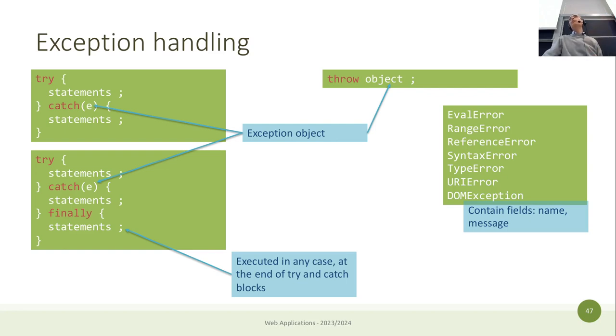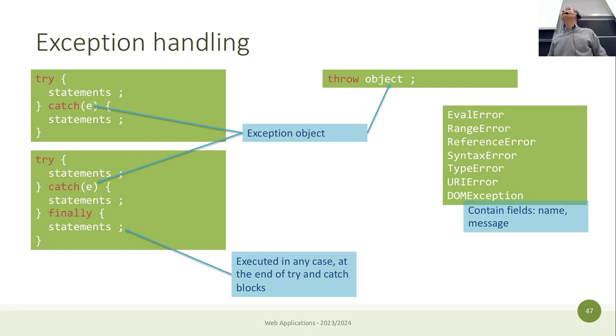You capture the exception with a catch. And in the finally, you write code that is executed anyway, regardless of whether the exception has been thrown or not. Okay? There's the keyword throw to throw an exception. There are objects already ready for being thrown, okay?